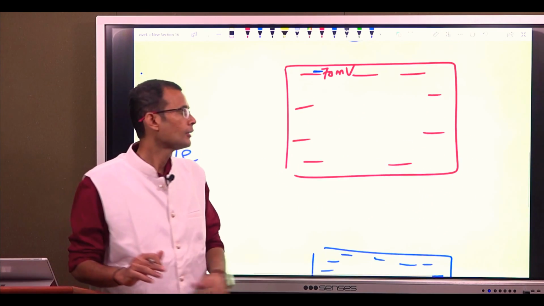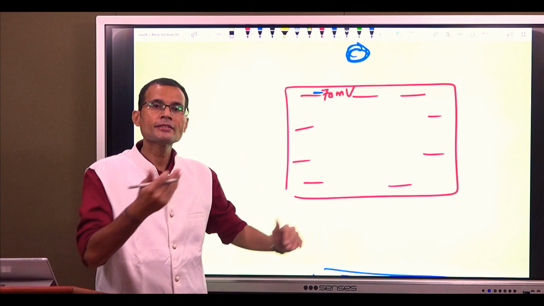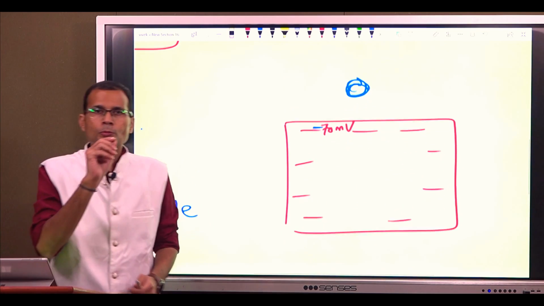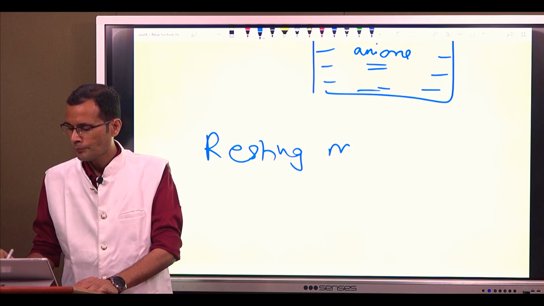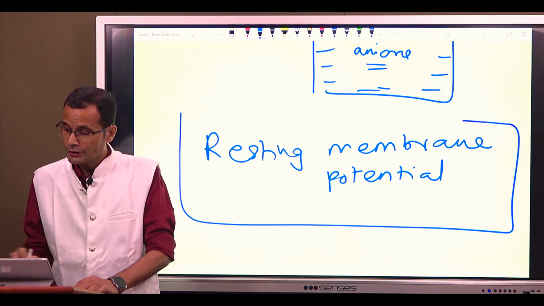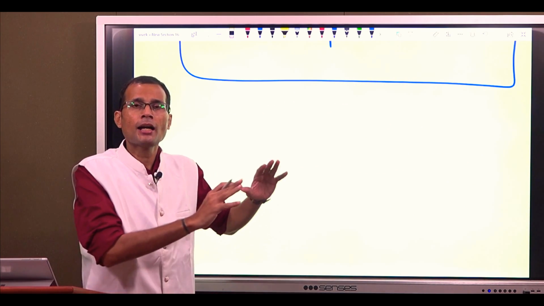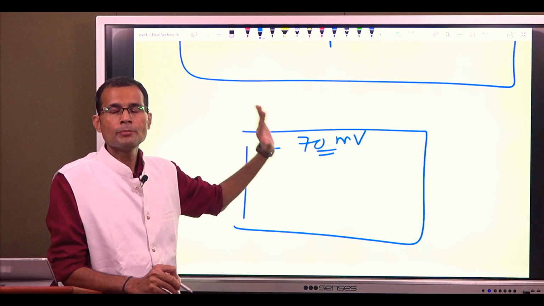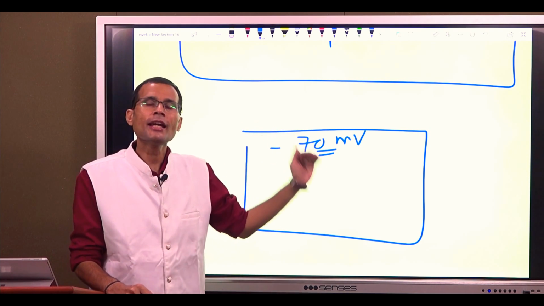Excess anions inside the cell, so negative charges lined up, and when we say -70 millivolts, outside is taken to be 0, inside is negative with respect to the exterior. Now, in the case of excitable cells, we use the term resting membrane potential. Why? Because when they are not stimulated, their membranes are resting at, let's say, -70 millivolts. Inside of the membrane has a voltage of -70 millivolts. It's a resting membrane.